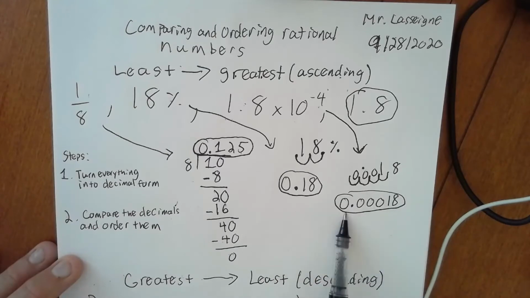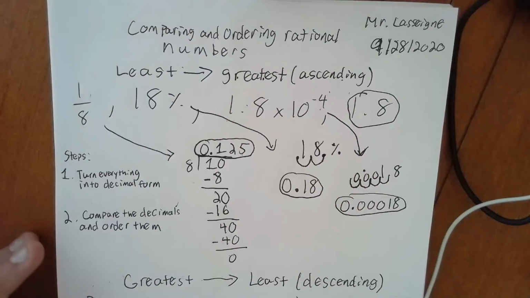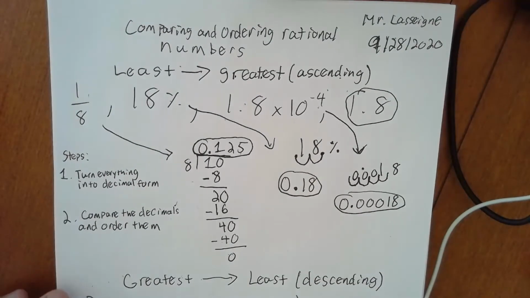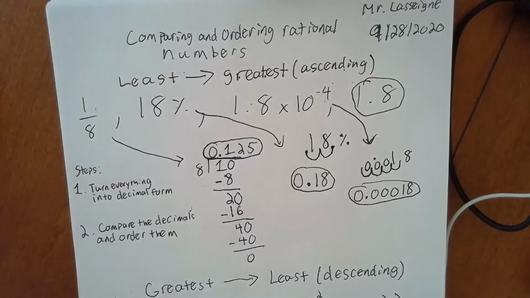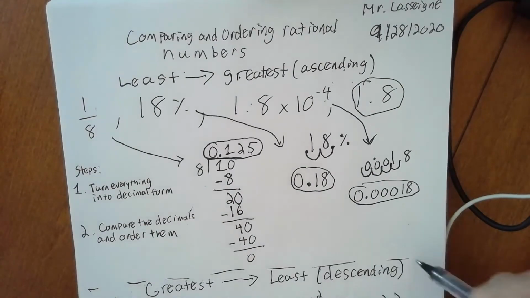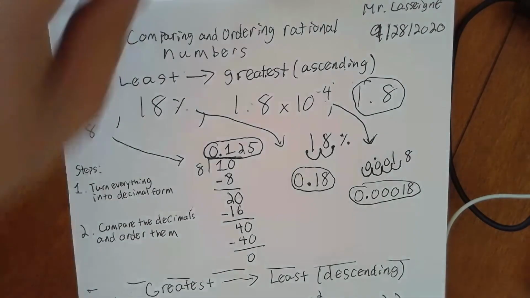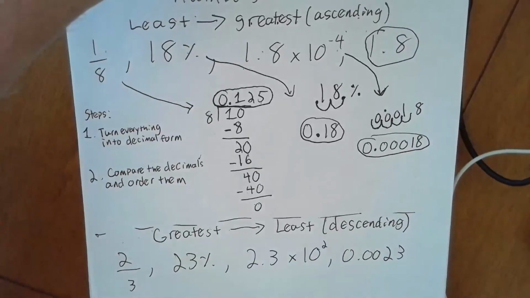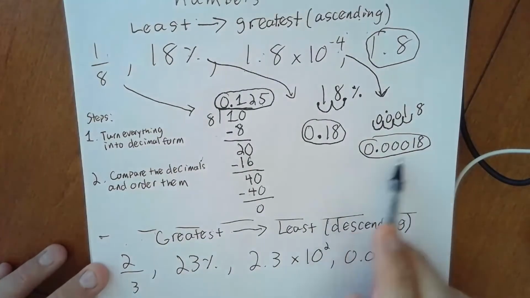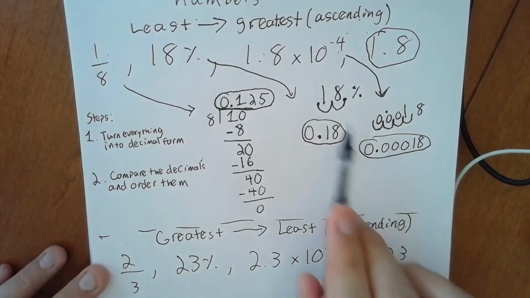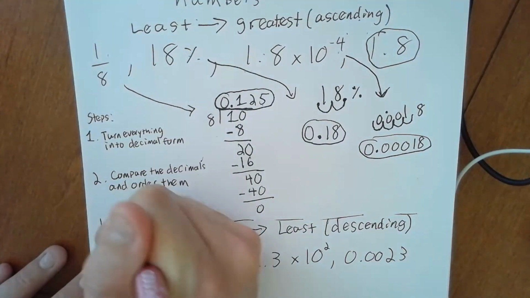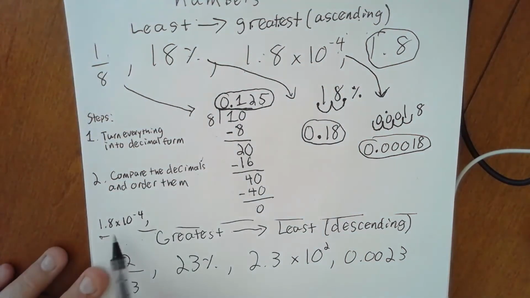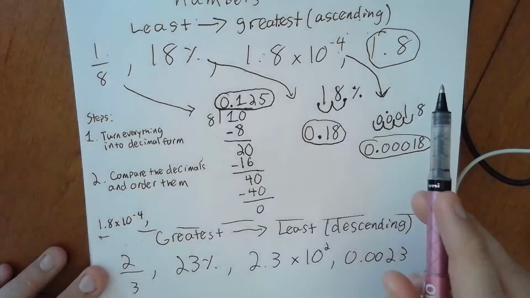So this guy right here, 0.00018, is our smallest number. So I have to write that first. And I wish I had left myself enough room to do this. Okay, I'm just going to put my answer over here and kind of make it go left to right the best that I can. So instead of writing 0.00018, I actually write its original form. 1.8 times 10 to the negative 4 is my first number because it's the smallest number out of these four.